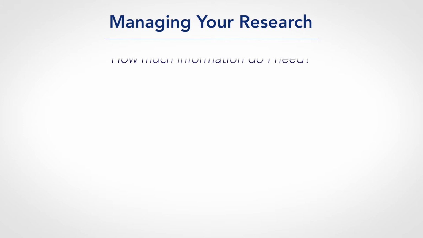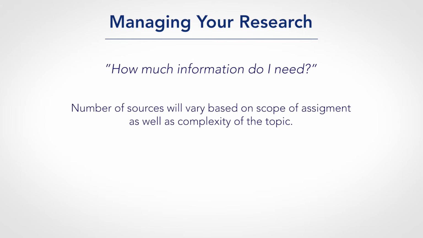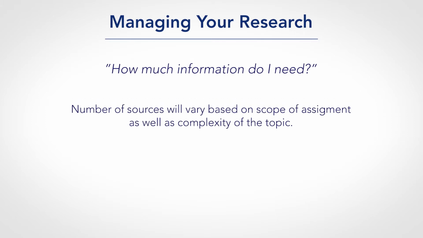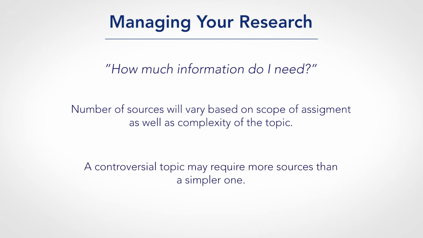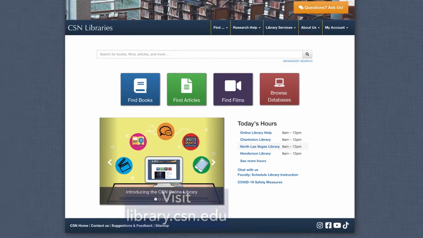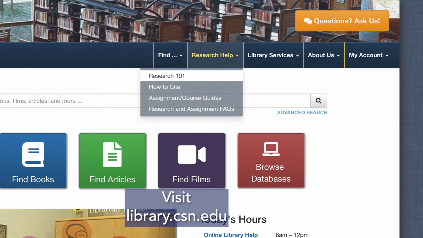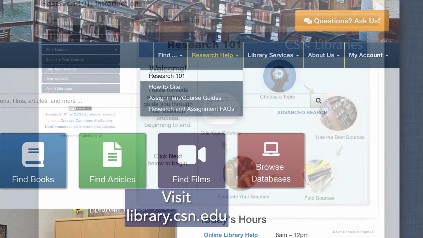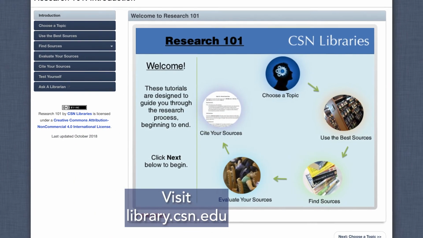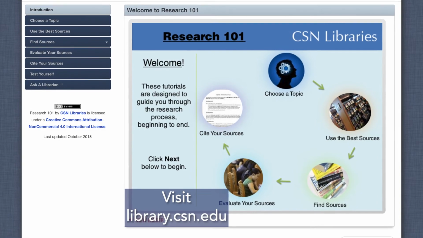How much information do you need? Your number of sources will vary based on the parameters of the assignment, but also based on the scope of your topic. A controversial topic may require more sources over a topic that is objective and non-controversial. There are also some research tips you can reference on the CSN Library's website. When you're on the home page, go to Research Help. From there, select Research 101. There is a great list of resources for you to use when starting and maintaining the research process.